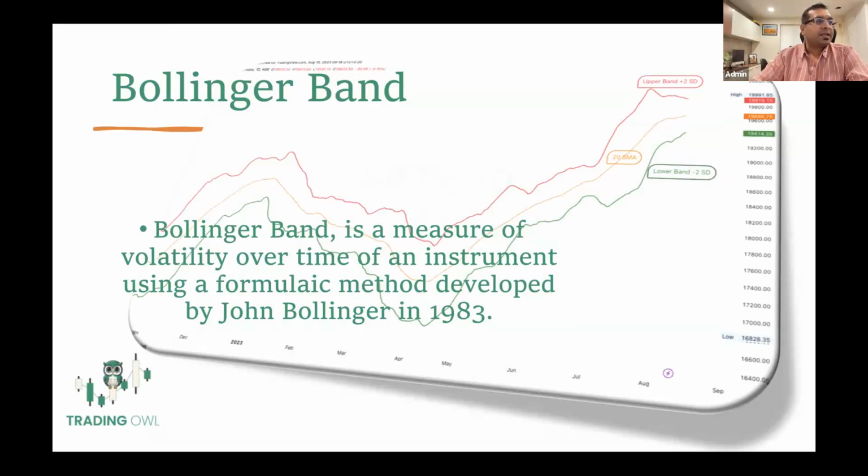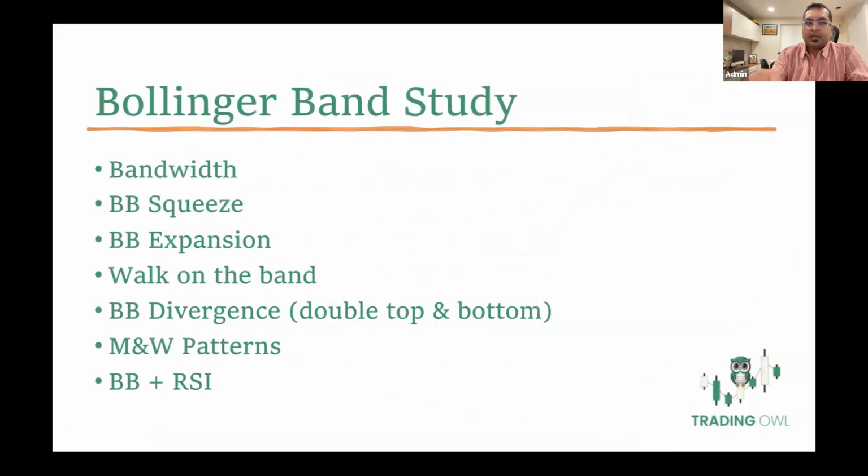And it's a very mathematically developed indicator which measures volatility. Now, the Bollinger Band study includes the bandwidth, the BB squeeze, BB expansion, walk on the band, Bollinger Band divergence, that is double top and bottom. There are two patterns, that is M and W, and then you can club it with RSI for further confirmation of trades. So we are not going to cover all of these today because it's a very long topic. We'll cover as many of them as possible, and we'll continue over the next weekend for the rest of it.